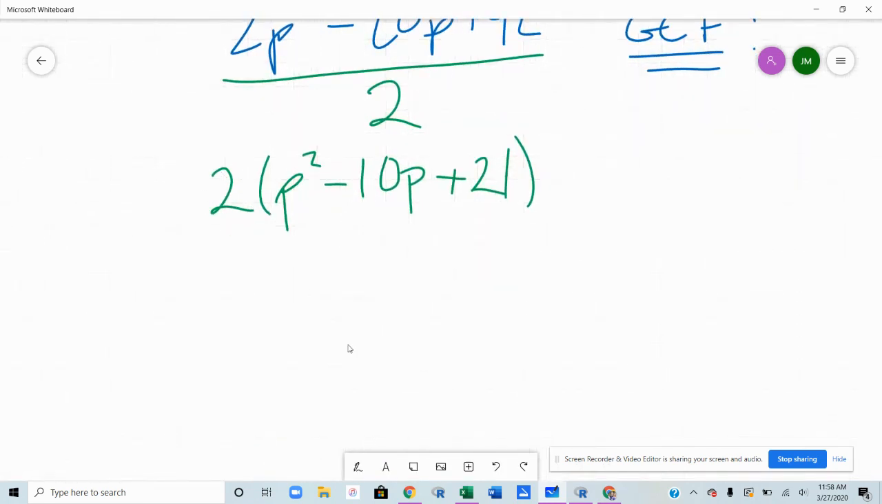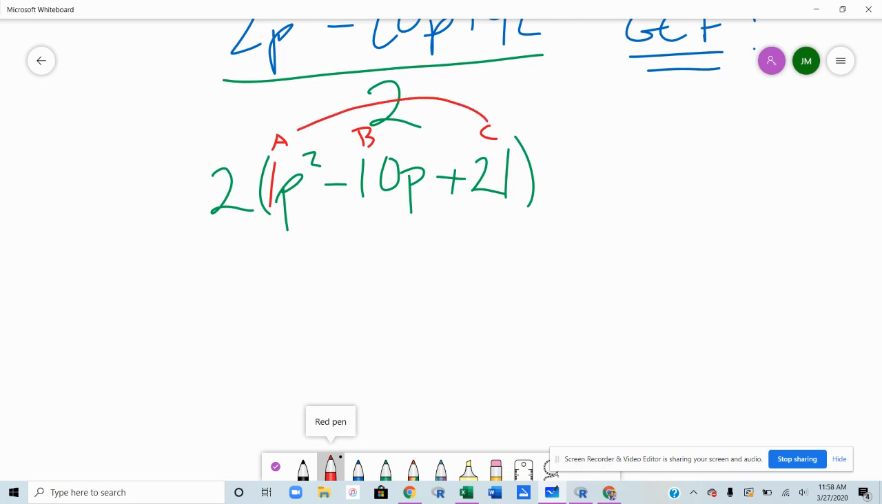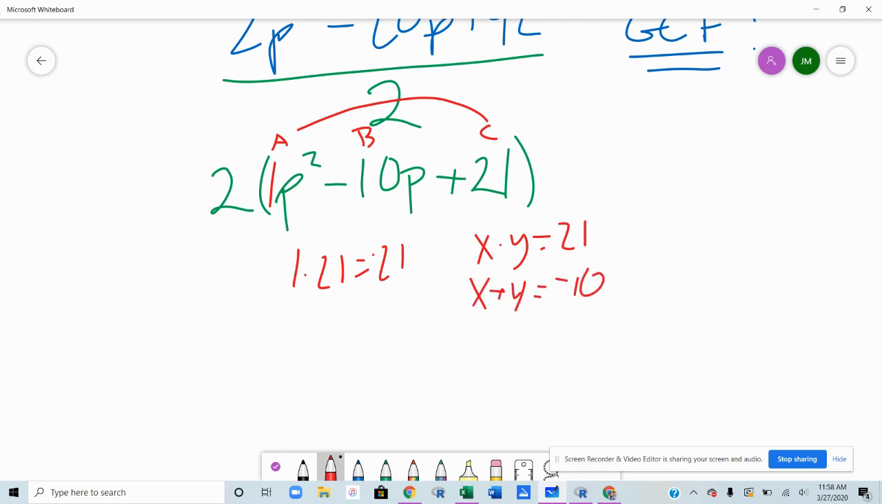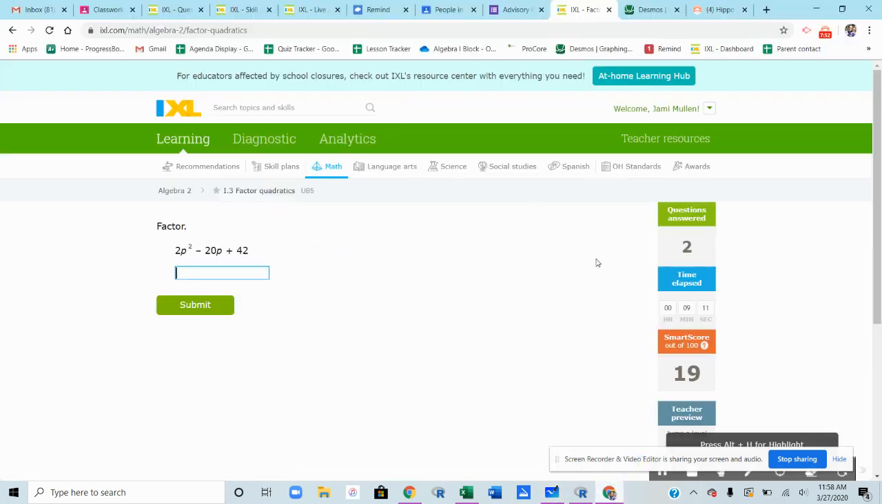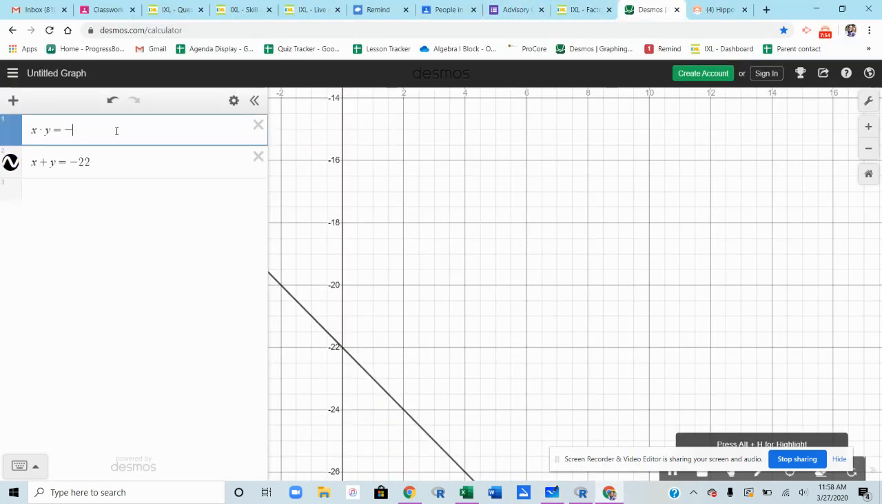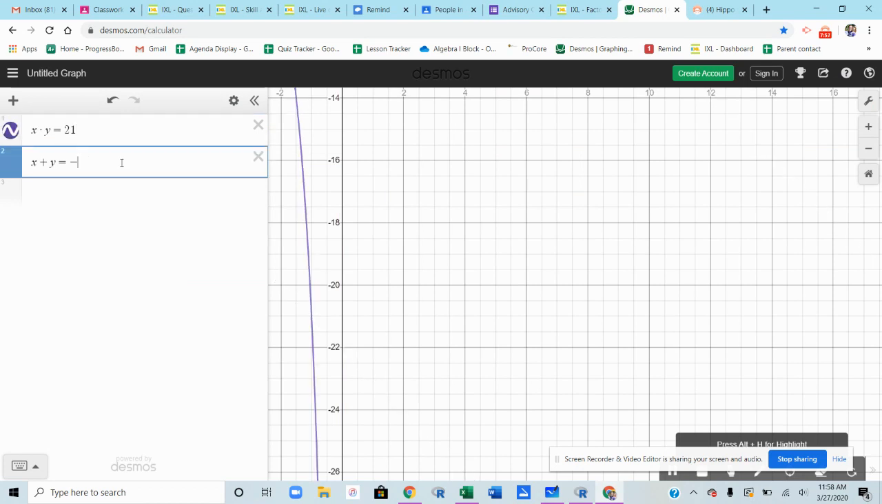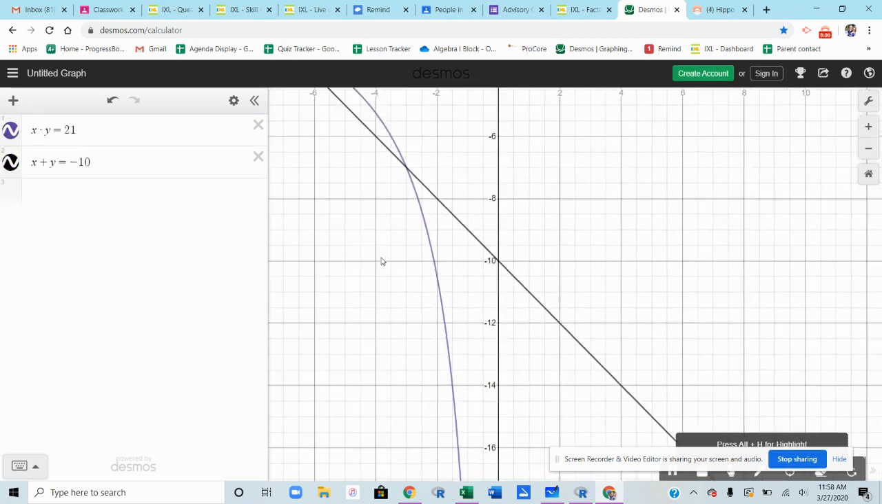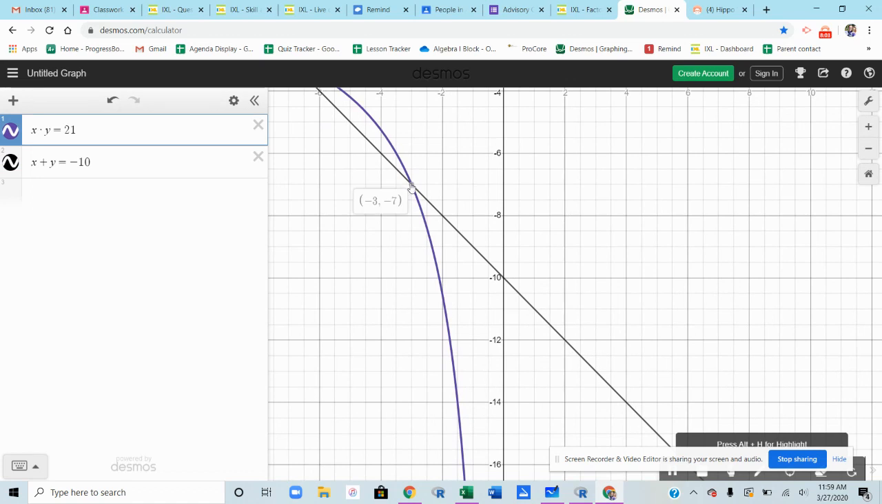Now you ignore the GCF that you just factored out. Find A, B, and C. Remember, A is the number in front of p squared, B is the number in front of p, and C is your constant. Multiply A and C. 1 times 21 is 21. You need two numbers that multiply to be that answer, and add to be the B value, which is negative 10. You go to Desmos. Two numbers that multiply to be 21, and add to be negative 10. Find your two numbers, which are negative 3 and negative 7.